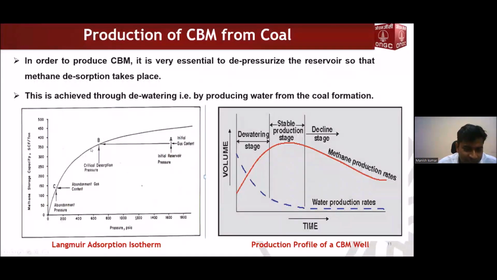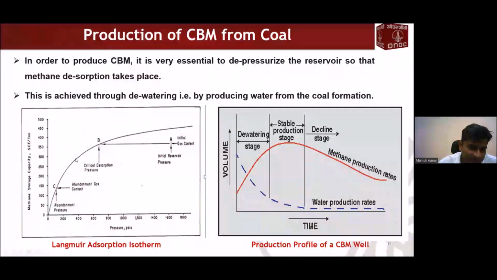It depends upon the gas saturation, how fast it breaks. But until we reach this point, that is B, critical desorption pressure, we are not able to break gas, or we are not able to produce gas from a CBM well, you can say. So as we continue the dewatering of the well for a longer period of time, more and more gas will break and dissolve from coal surfaces, and production of CBM will increase.